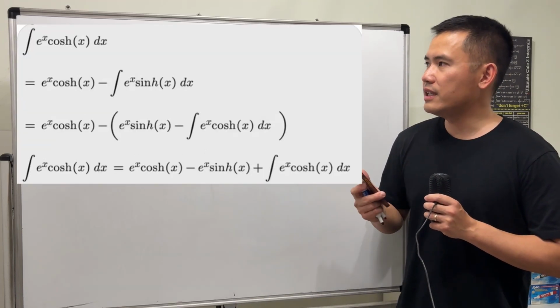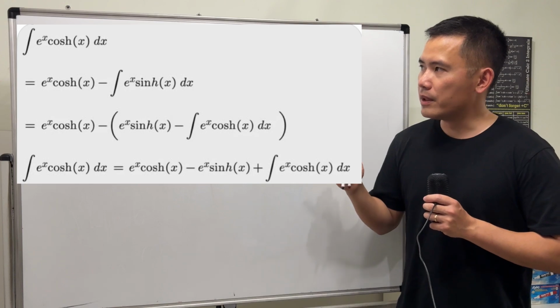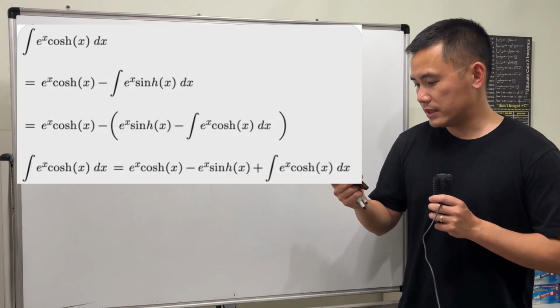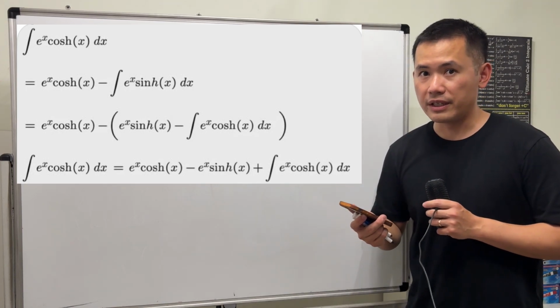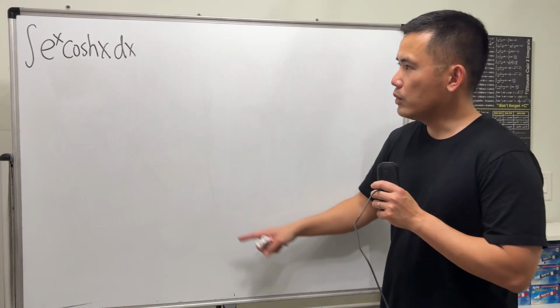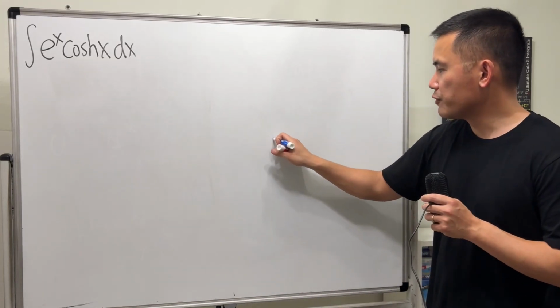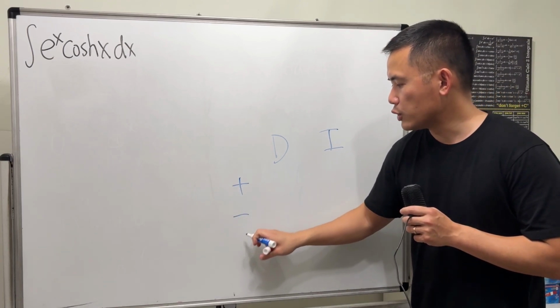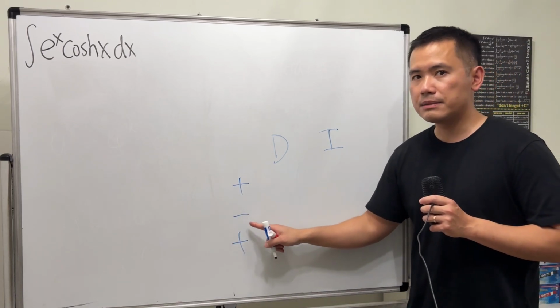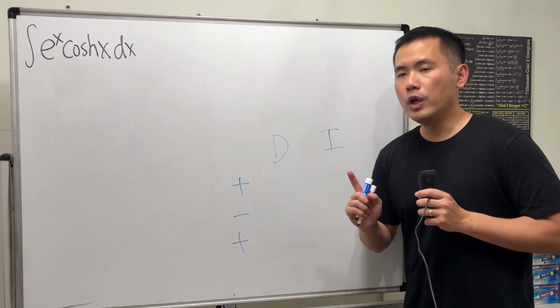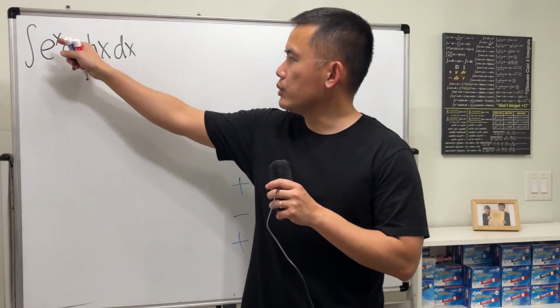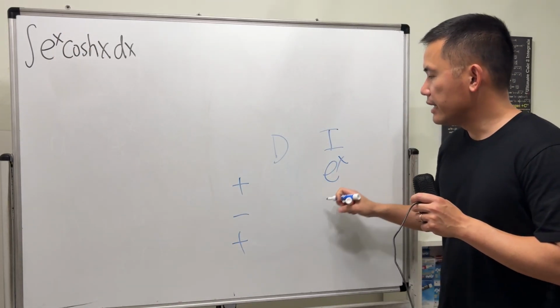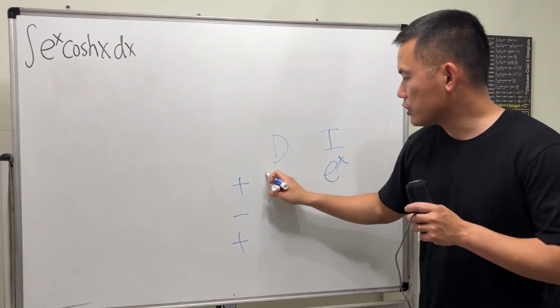First, we are going to start with the integral of e to the x times hyperbolic cosine of x. And then we end up with this equation, and let me just explain how they got that. So, with this right here, we are going to start off by integration by parts. I will just do the DI, and then we will end up with a repeating case. So let me get the plus minus plus ready. We will be integrating e to the x, and then we will be differentiating cosh of x.